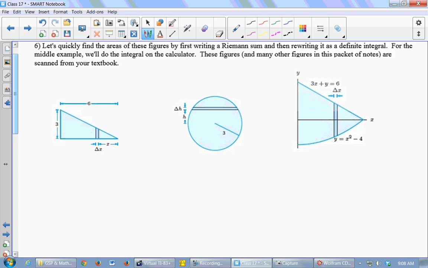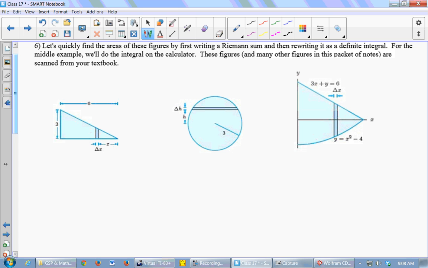Okay, so this is a triangle. Base 6, height 3, right triangle. I could just use a formula, right? But the point is I'm going to start with some easy things to figure out by slicing, and then we'll be able to move that technique onto things that you don't have a formula for.